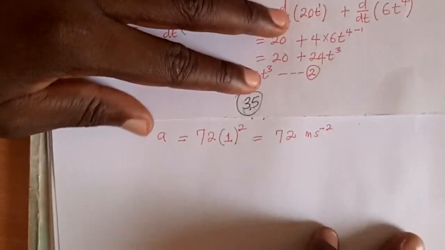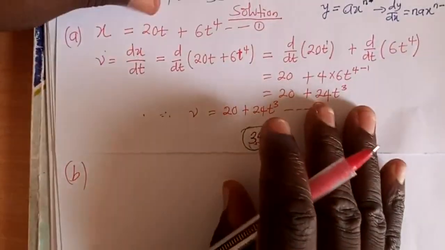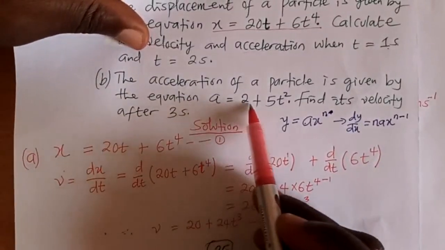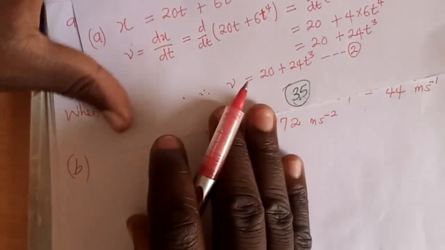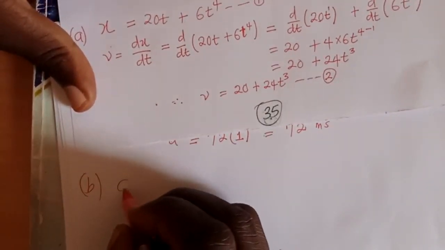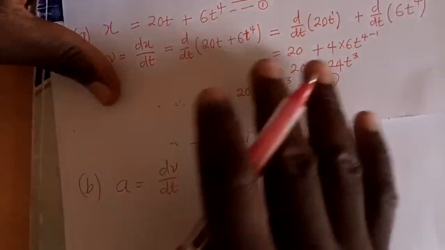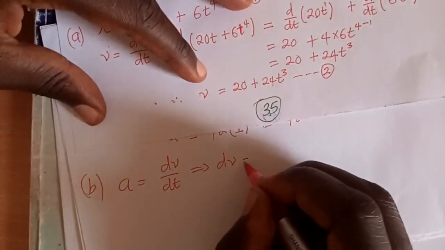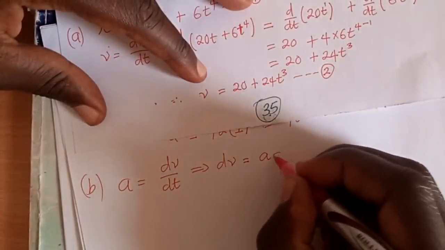Then we move on to the B part. If you look at the B part, we are given the expression for the acceleration, and we are asked to get the velocity. So what we are going to do here is transform the equation we used before. We know that acceleration is the first derivative of v with respect to t. So this implies that I can write dv in terms of a and dt. I will multiply a by dt.